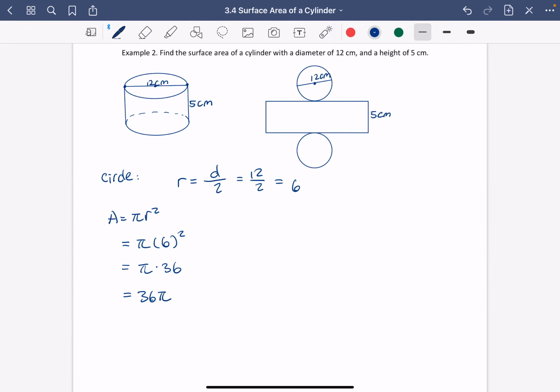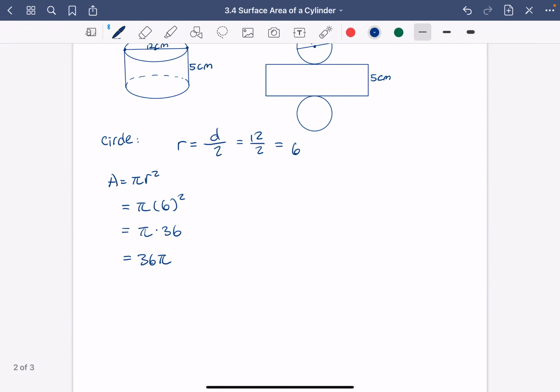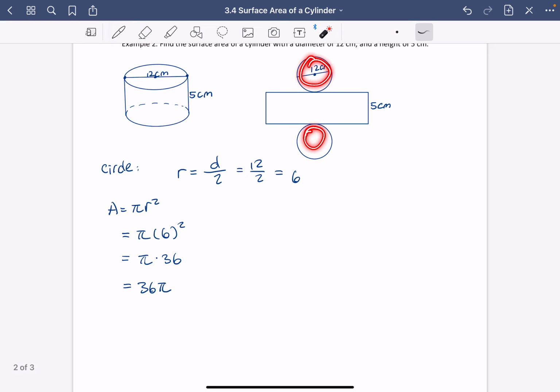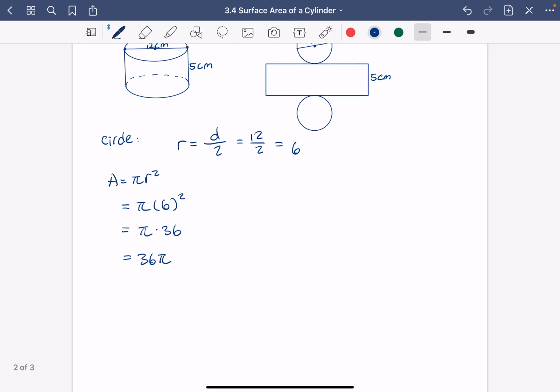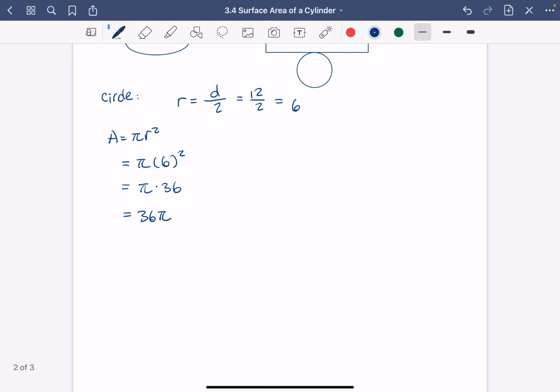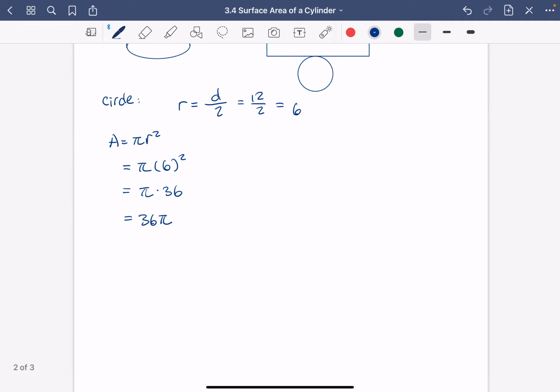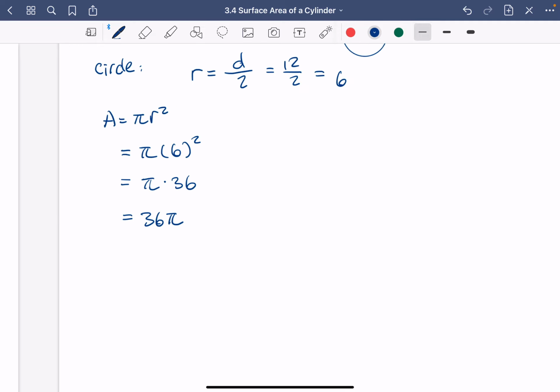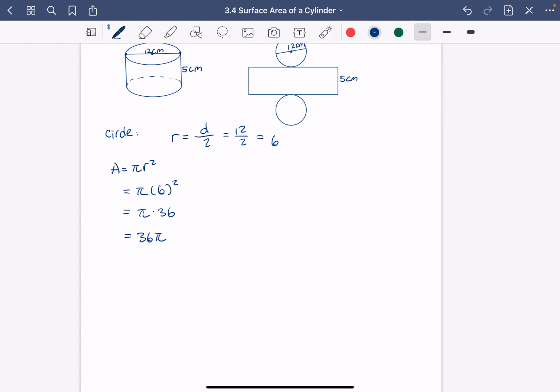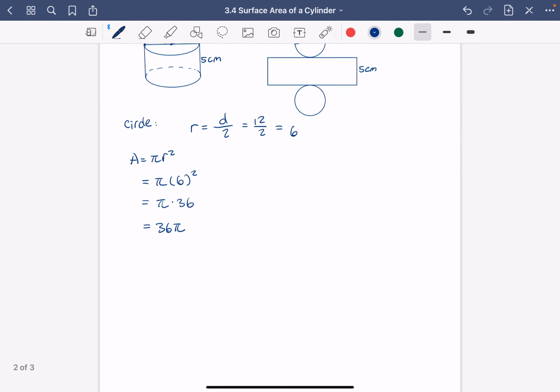Okay, so that's one circle, but how many circles do we have? We have 1 and 2. We have 2 circles, one on top and one on bottom. So then we need to multiply the 36 pi by 2 or add another 36 pi, okay, for the surface area.